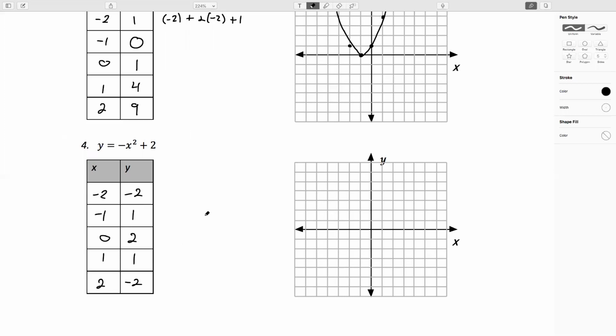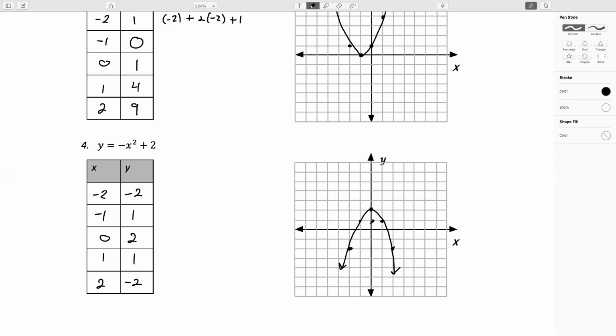So if we go to graph this, -2 and -2 is our first point. -1 and 1 is our second point. 0 and 2 is the third point. 1 and 1 is the fourth point. And 2 and -2 is the fifth point. So we end up with a parabola that opens down, but it's also been shifted up. Doesn't start at 0 anymore.